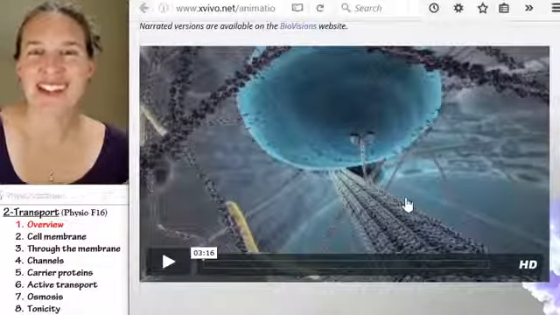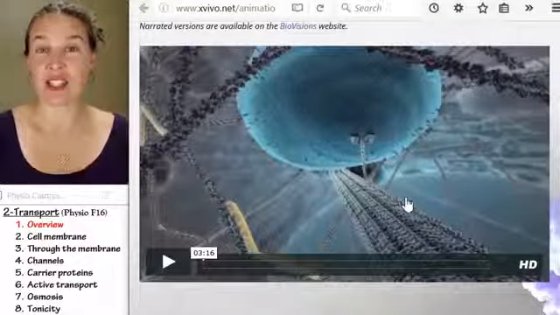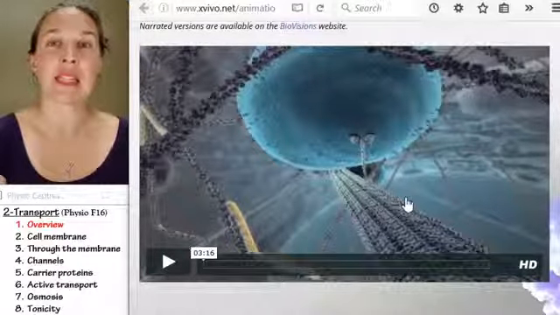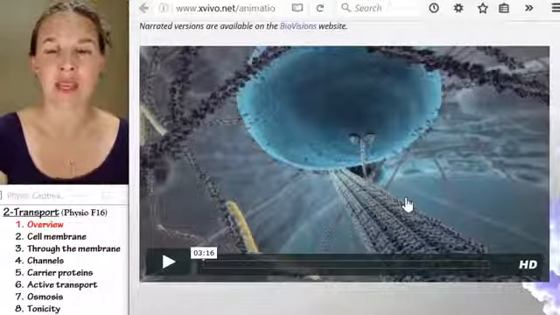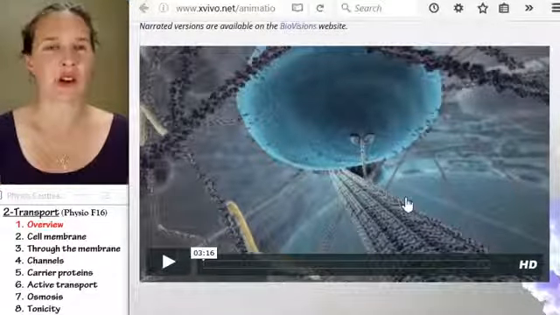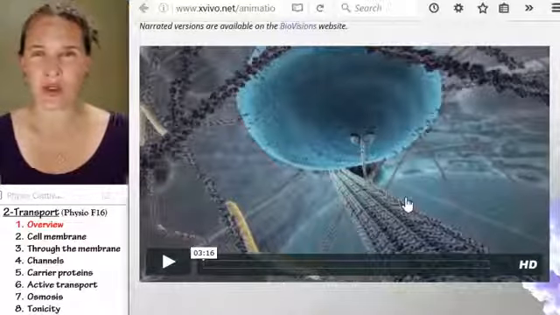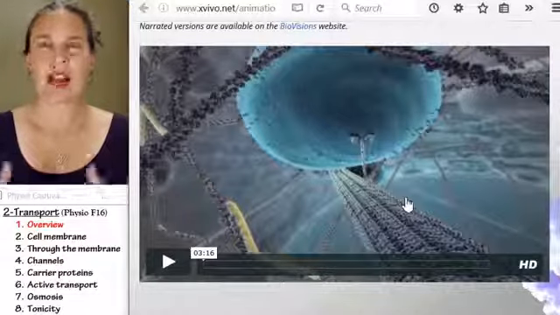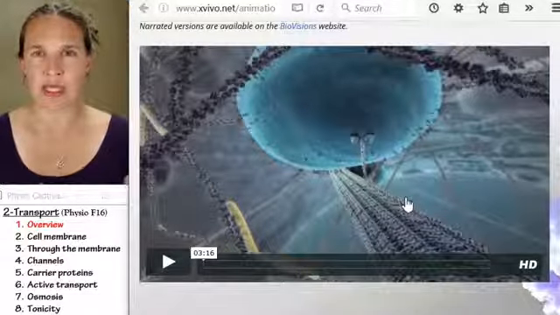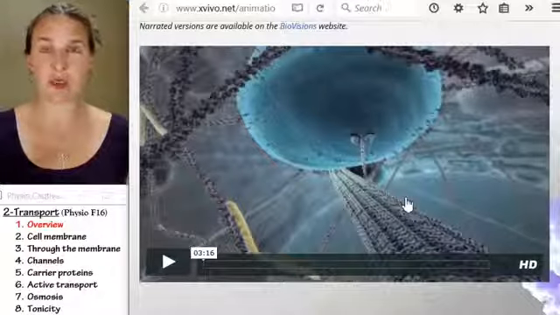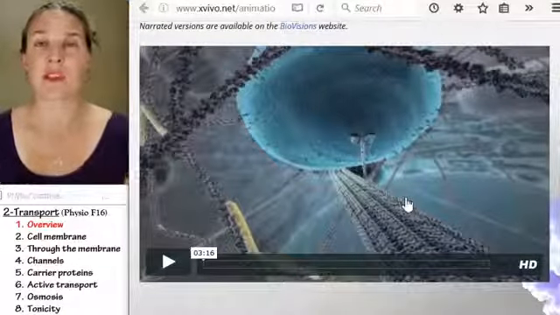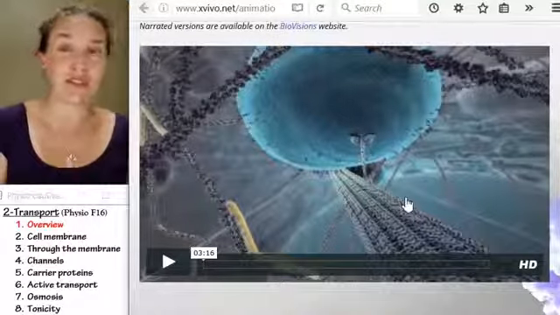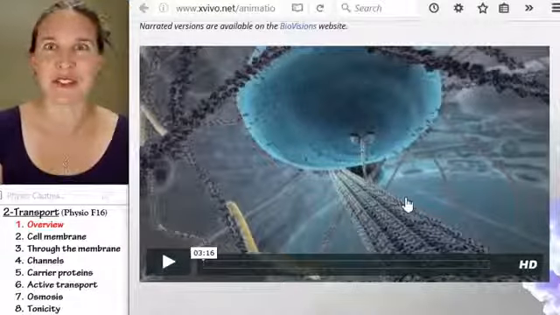Hello, everybody. So today we get to start on lecture number 2 in the course. We're going to talk about how things get in and out of the cell. In the last lecture, we talked about homeostasis, and really in order to deal with homeostasis, we had to think about defining fluid compartments in the human body, because our definition of homeostasis was the maintenance of a relatively constant internal environment, and we defined that internal environment as the extracellular fluid in your body.